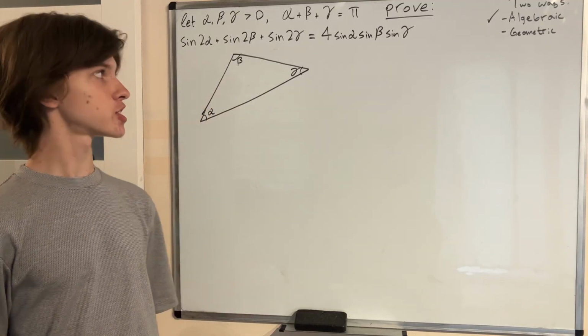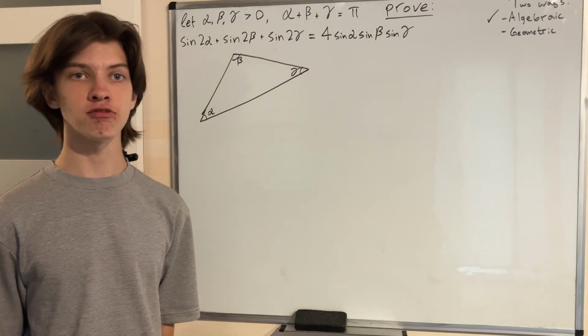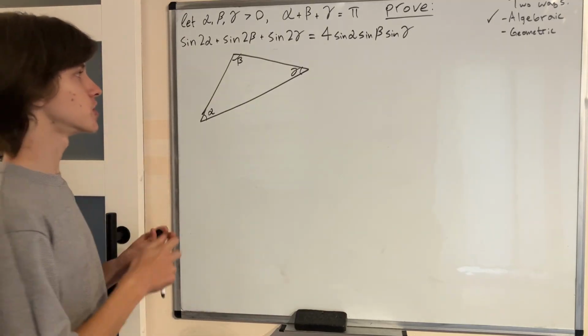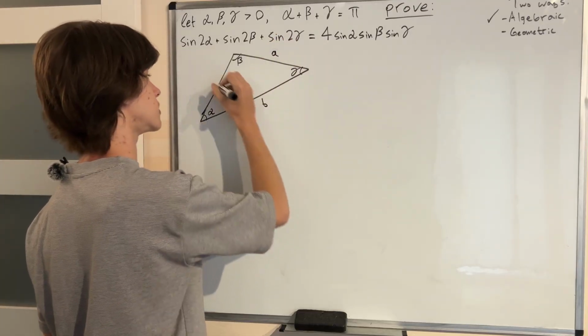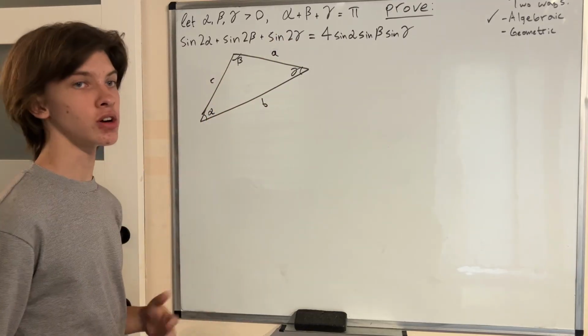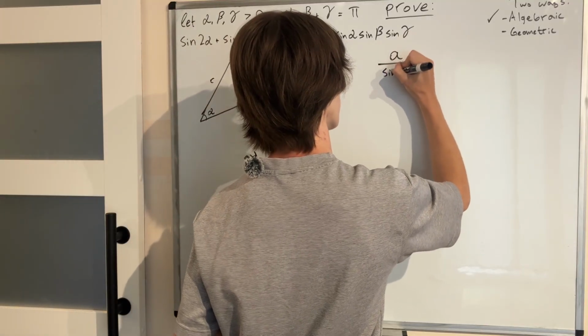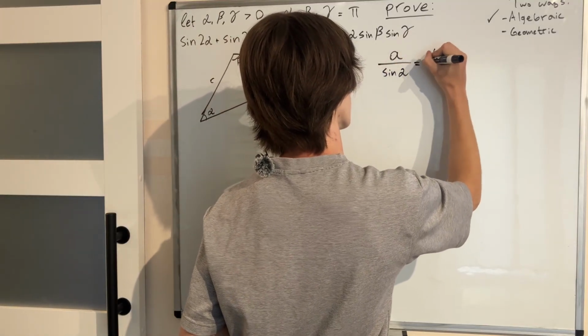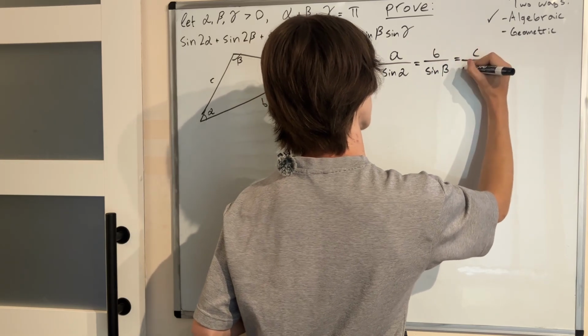So what can we do next? Well, since our identity involves a bunch of sines, my first thought is definitely the law of sines. So let us label these sides of this triangle accordingly. So A, B, and C, for example, and then use the law of sines on it. So A over the sine of alpha equals B over sine of beta equals C over sine of gamma.